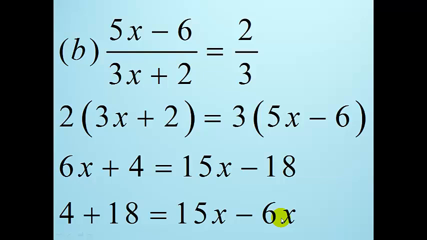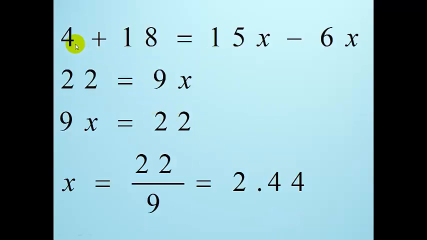Now let's proceed. From 4 plus 18 is equal to 15x minus 6x, 4 plus 18 equals 22, and this is equal to 15x minus 6x equals 9x. Now 22 equals 9x can also be written as 9x equals 22. We are solving for x. And so we divide both sides by the constant attached to the variable x, and that is 9.